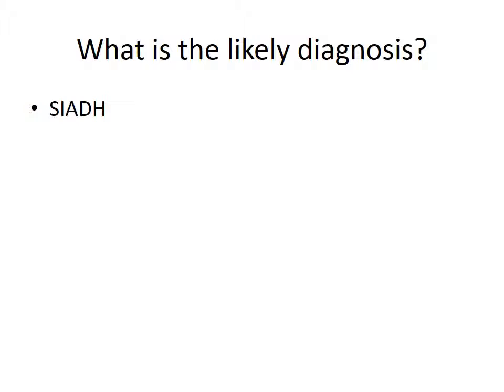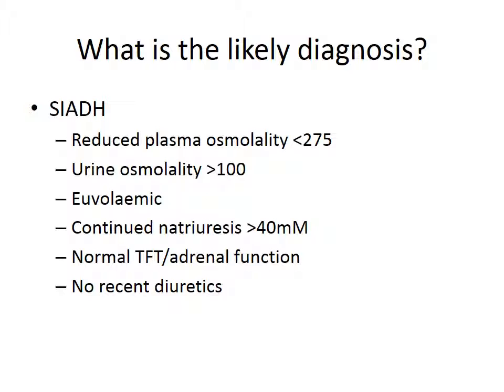What SIADH means is that there is too much of it being produced and it is being produced inappropriately. And the criteria for getting the diagnosis of SIADH are several. They include having a low plasma osmolality, like we mentioned. They also include having a raised urine osmolality of greater than 100. Now, this is because if you're reabsorbing water from the urine and from the distal nephron, your urine becomes more concentrated. They also require a patient to be euvolemic, as in our case. And they require a continued natriuresis, so a continued excretion of sodium greater than 40 millimolar.